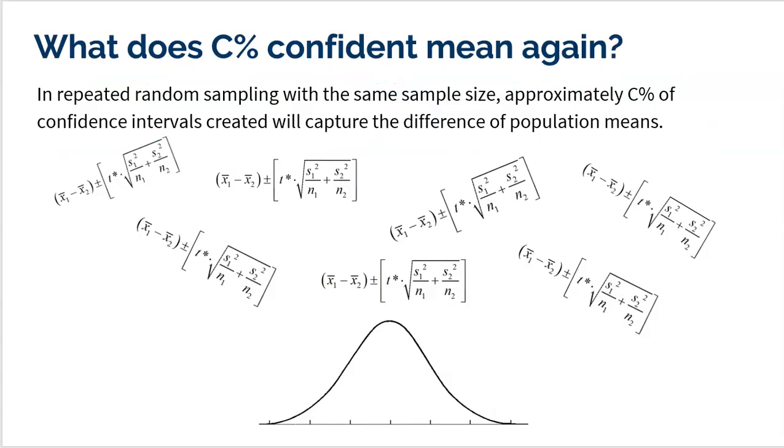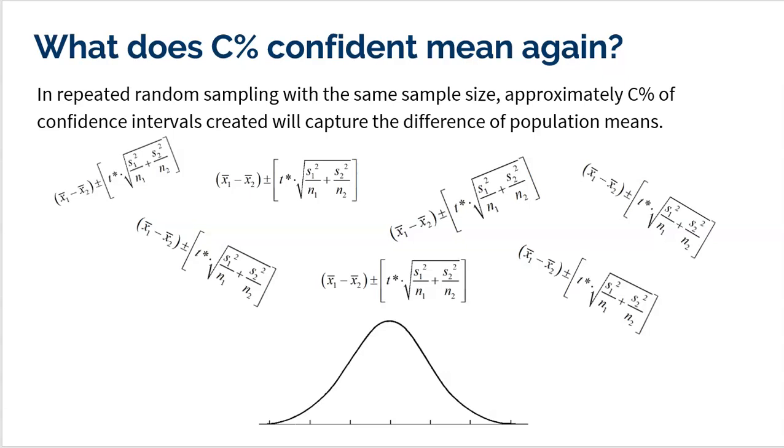So first, and we've gone over this several times, but it's super important to understand, what does C% confident mean? So in a problem where you're finding a 95% confidence interval, what does 95% confident mean? Or 99 or 90 or 92? What does that mean? Well, it's important that you understand this sentence. In repeated random sampling with the same sample size, approximately C% of confidence intervals created will capture the difference of population means. All right, let me do my best to explain this again.